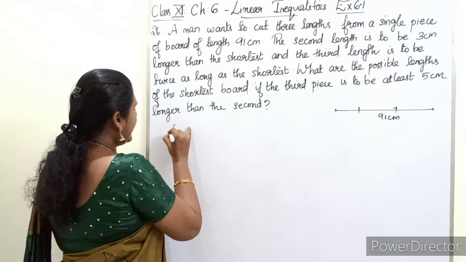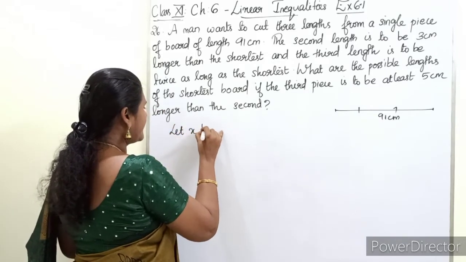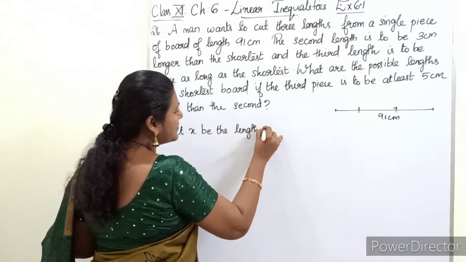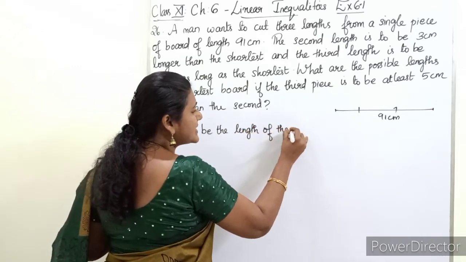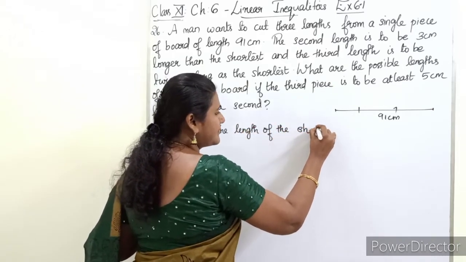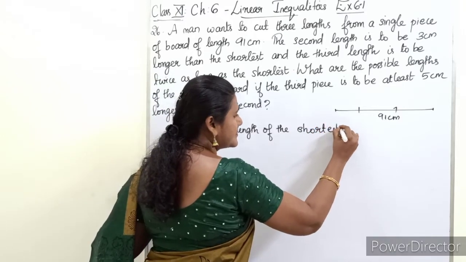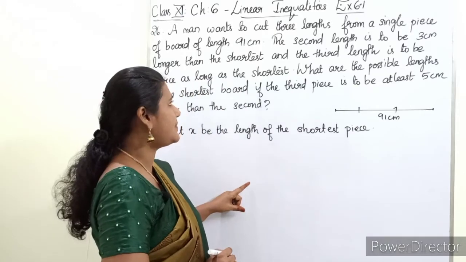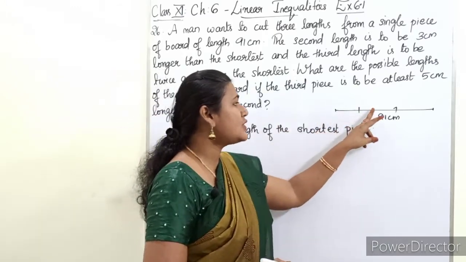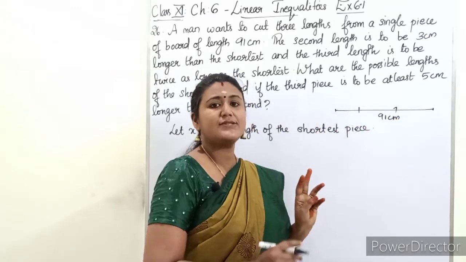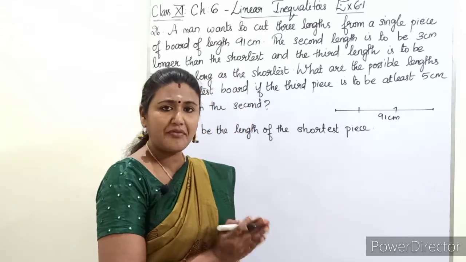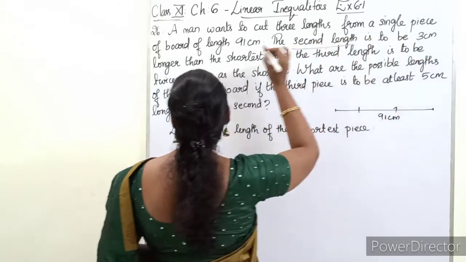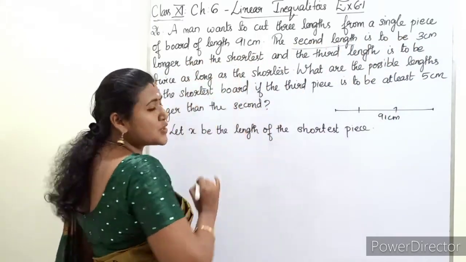So let x be the length of the shortest piece. Now what about the lengths of the second and the third piece? We have to find them in terms of x. It is given that the second length is 3 centimeters longer than the shortest.